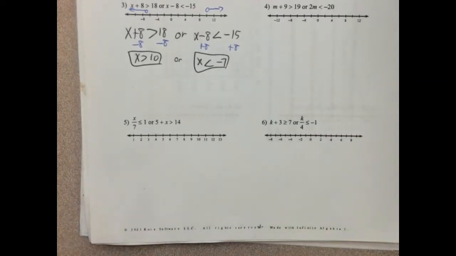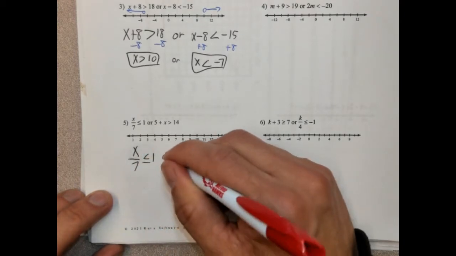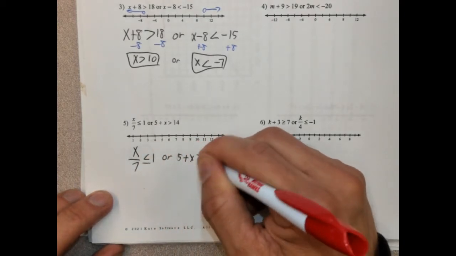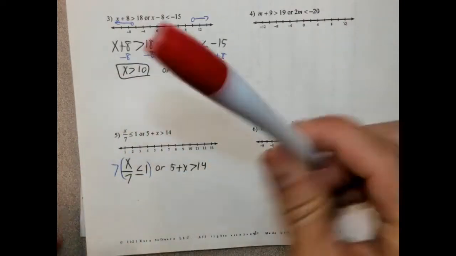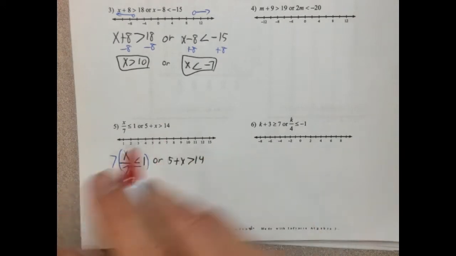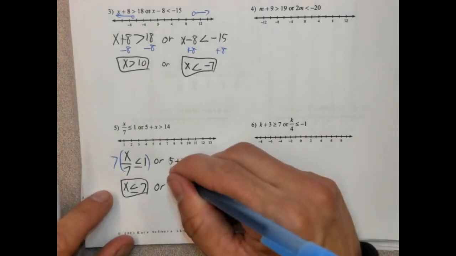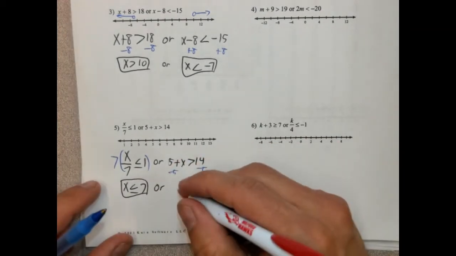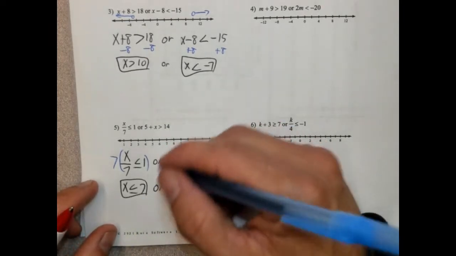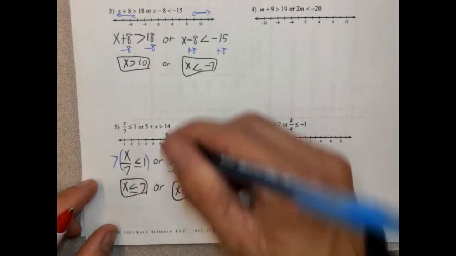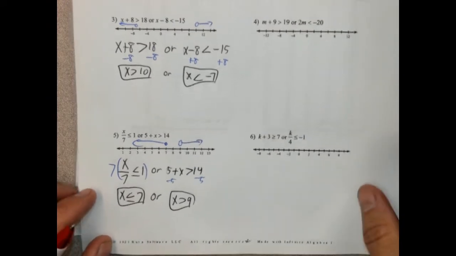Okay, number 5. We have x over 7 is less than or equal to 1, or 5 plus x is greater than 14. So we're going to multiply both sides by 7, and that's going to give us x is less than or equal to 7. Or here we're going to subtract 5 from both sides. So we get x is greater than 9. Okay, so at 7, we're going to put a filled in circle because it's inclusive and it's less than, so we're going to the left. X is greater than 9, so it's non-inclusive going to the right. Okay.